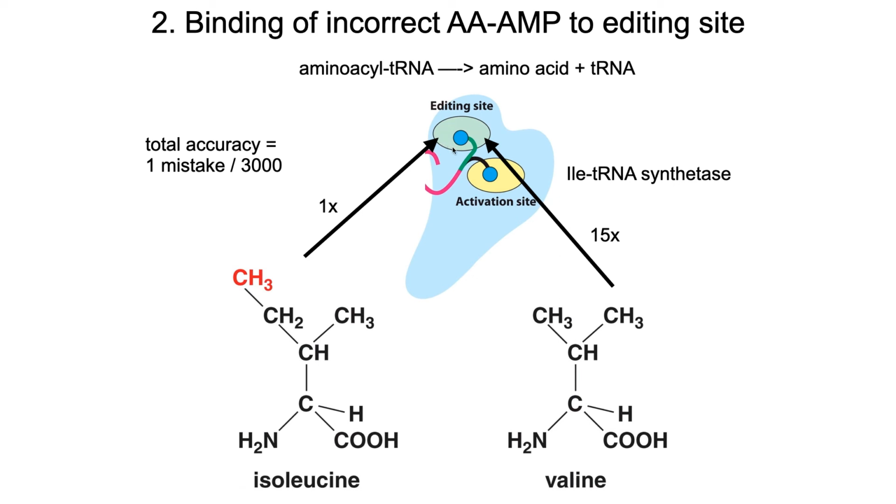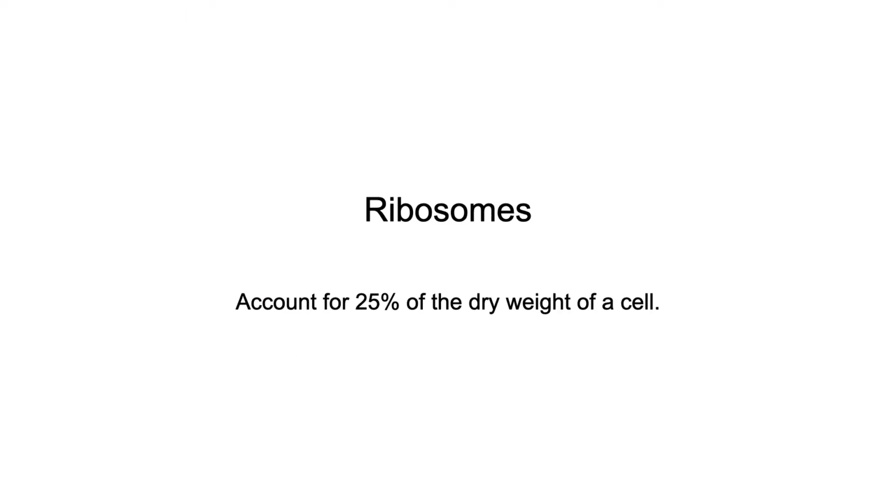Then there's this editing site that is too small for isoleucine, but big enough for everything smaller than isoleucine, like valine here. So valine, now that it's charged, fits into this editing site, and it hydrolyzes the valine off of the transfer RNA and ejects it. So the only thing that survives the charging, the addition of the amino acid to the transfer RNA, is isoleucine. So that's the 2 ways in which synthetases are accurate.